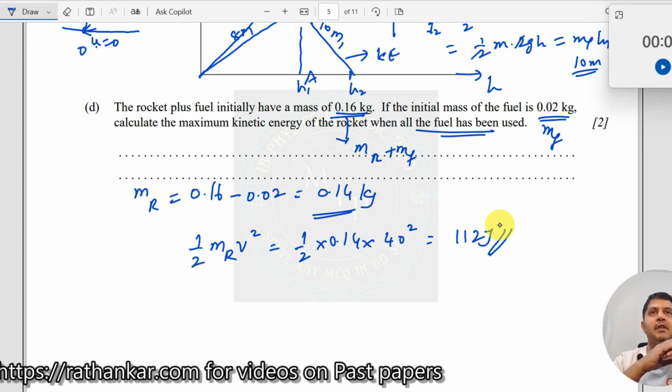Okay, thank you students. So this is one of the wonderful problems, and if you start solving such kinds of problems, it's very easy for you to get a grade 7 and to get a maximum hold on this particular topic, especially kinematics. Thank you once again.